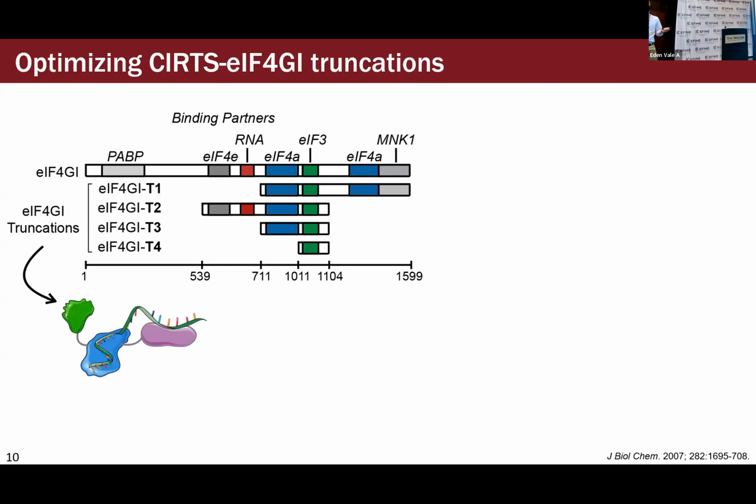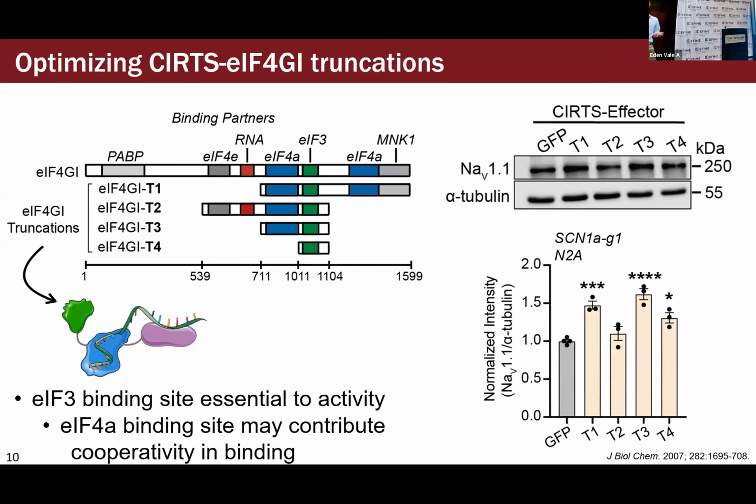And so we tried a couple of different truncations centered around this domain to bind a protein EIF3, which we hypothesized was most likely the most important contact because it's the protein that bridges the EIF4G to the ribosome. So these results showed that this truncation T3 was the most active by targeting the NaV1.1 mRNA by Western blot compared to a SERTs with on-target guide with green fluorescent protein as the effector, which doesn't increase translation, obviously.